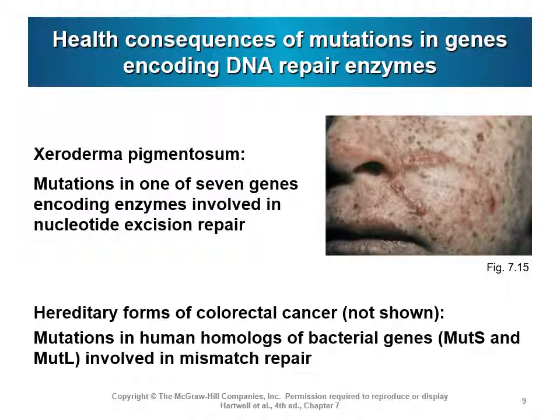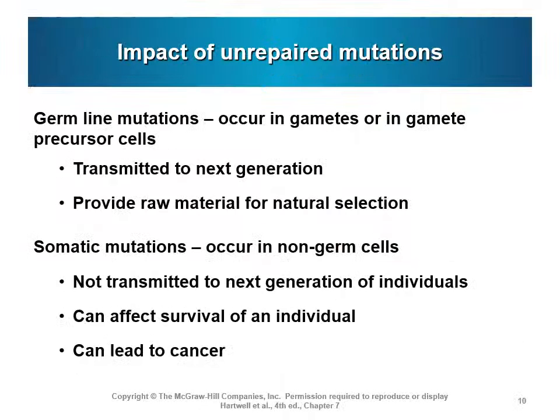Next, we are going to talk about the impact of unrepaired mutations in more depth. So what are the impacts of unrepaired mutations? A mutation can be in the germline or it can be a somatic mutation. Germline mutations occur in gametes or in gamete precursor cells. They are transmitted from generation to generation. They are encoded in genetic information.